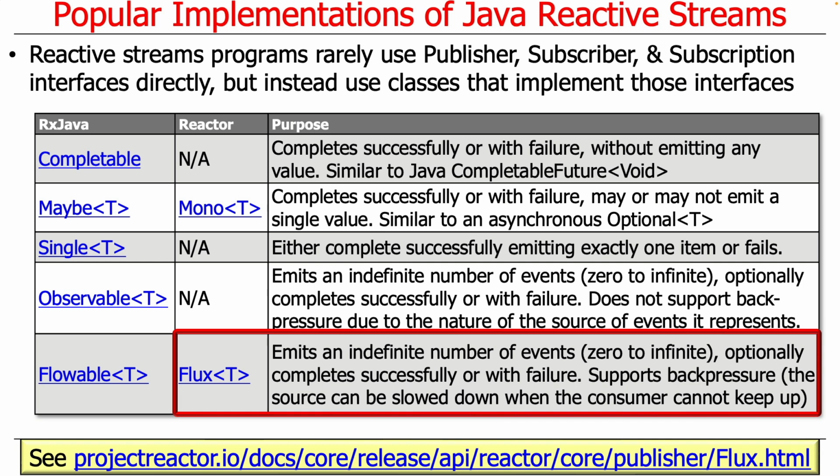OK, so the other main abstraction in Project Reactor is a Flux, which emits an indefinite number of events, namely 0 to n, as many as you want, infinite, which may or may not successfully complete or may fail. And the other thing that a Flux does is support something called back pressure, which allows the slower subscribers, consumers, and so on to tell faster publishers or sources of events, please stop, you're sending things too fast.